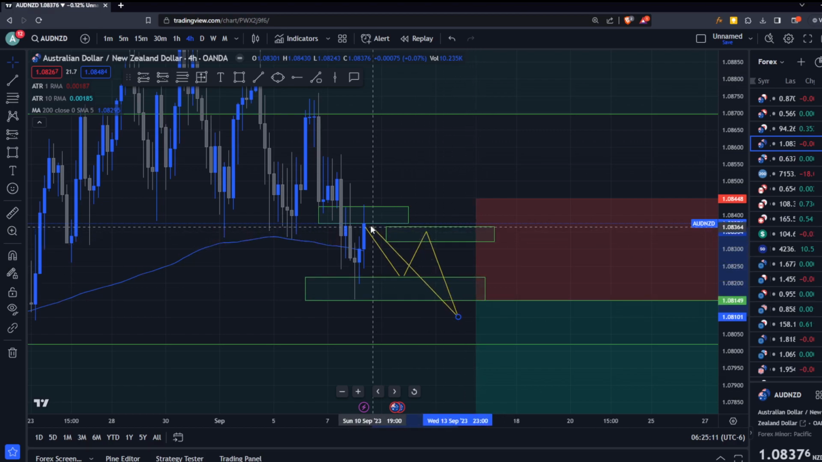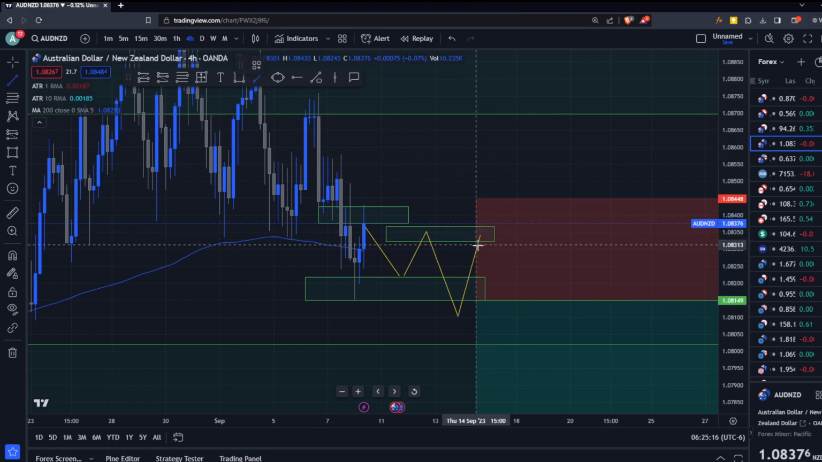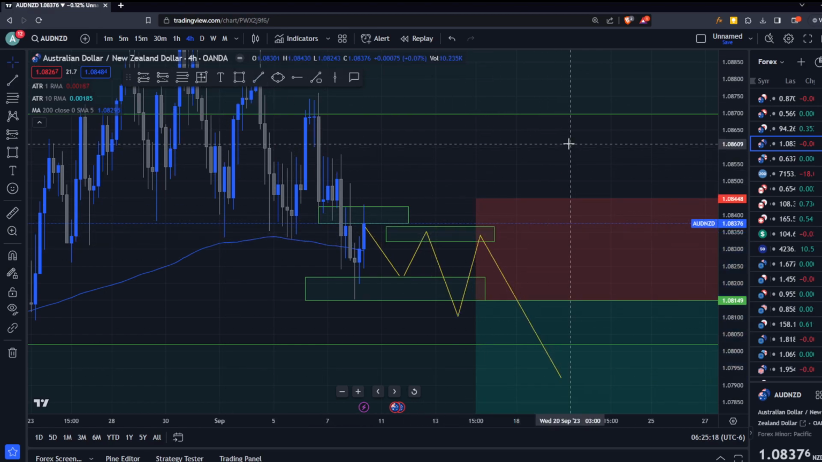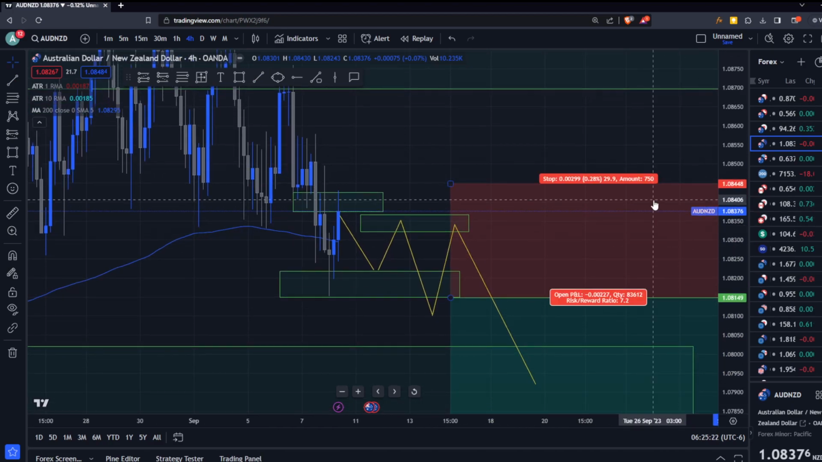I don't want to be stopped out. So let's say all that happens is price comes up to this area, and then it breaks down, then we're perfect. We're still in the trade. It's still profitable, and it's moving in the direction we want it to move without stopping us out.